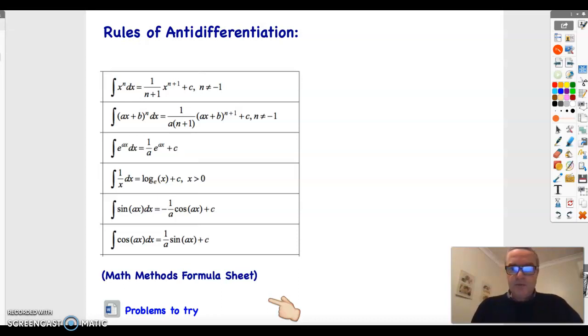Before we look at examples, here's our list of rules that are given to us in the VCE Math Methods formula sheet. So we've got a rule for x to the power of n. That expands to a rule for ax plus b to the power of n. Here we've got our rule for exponential functions, e to the ax. When we've got 1 over x, the integral of that is the log of x. And we're going to look at one or two examples where we have a trigonometric function.